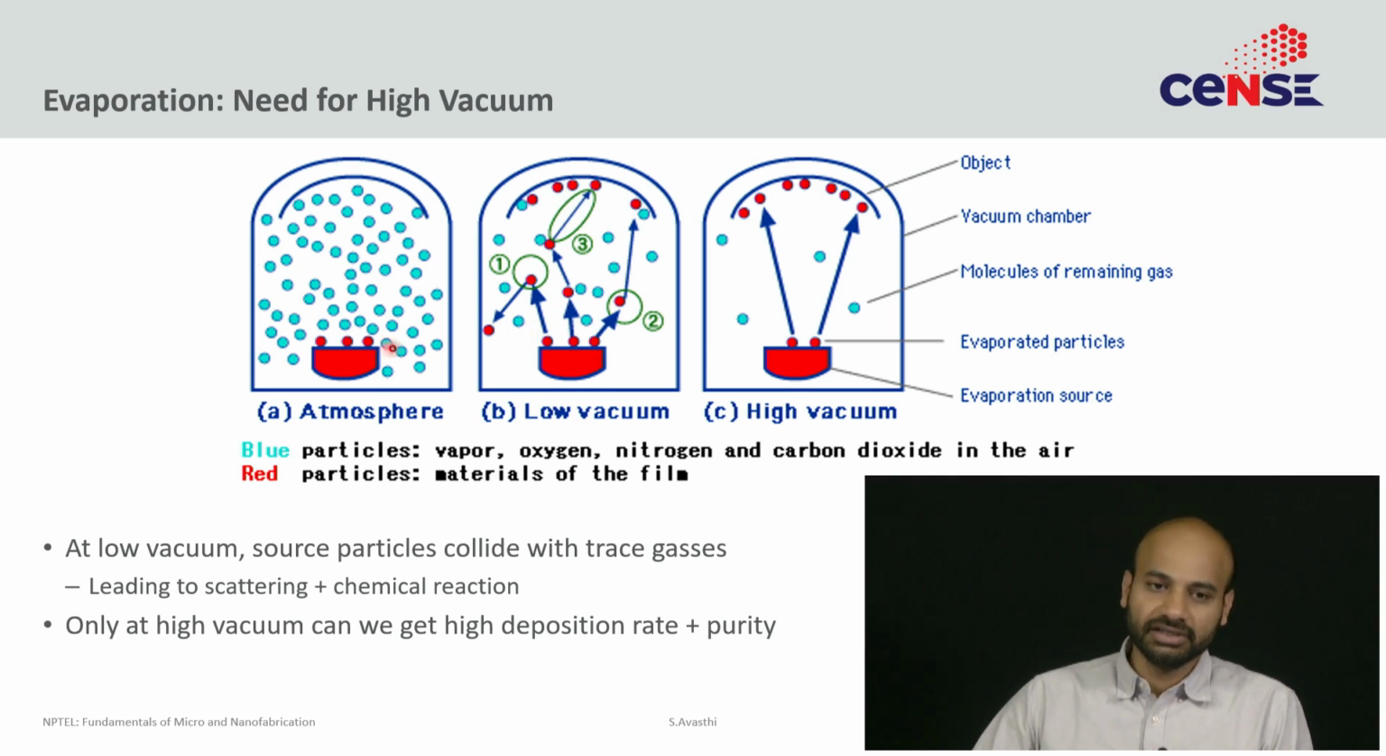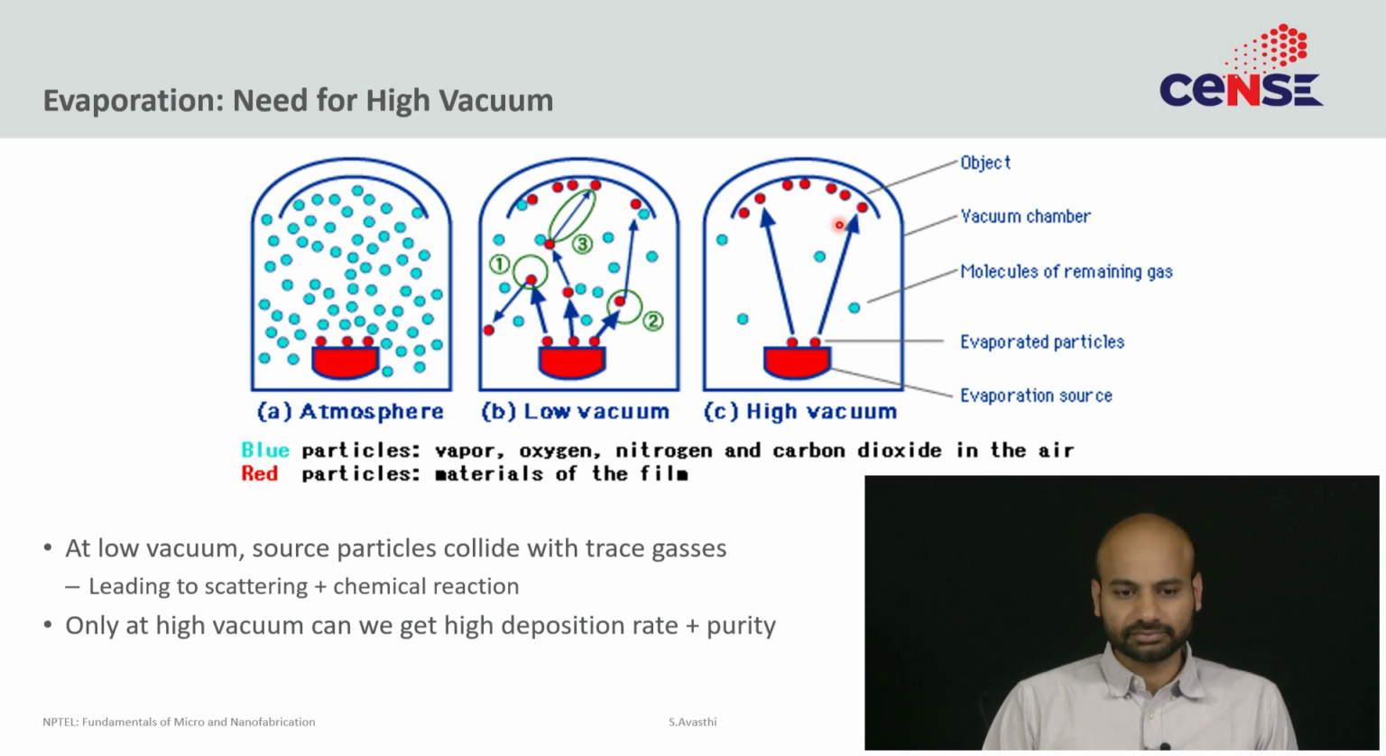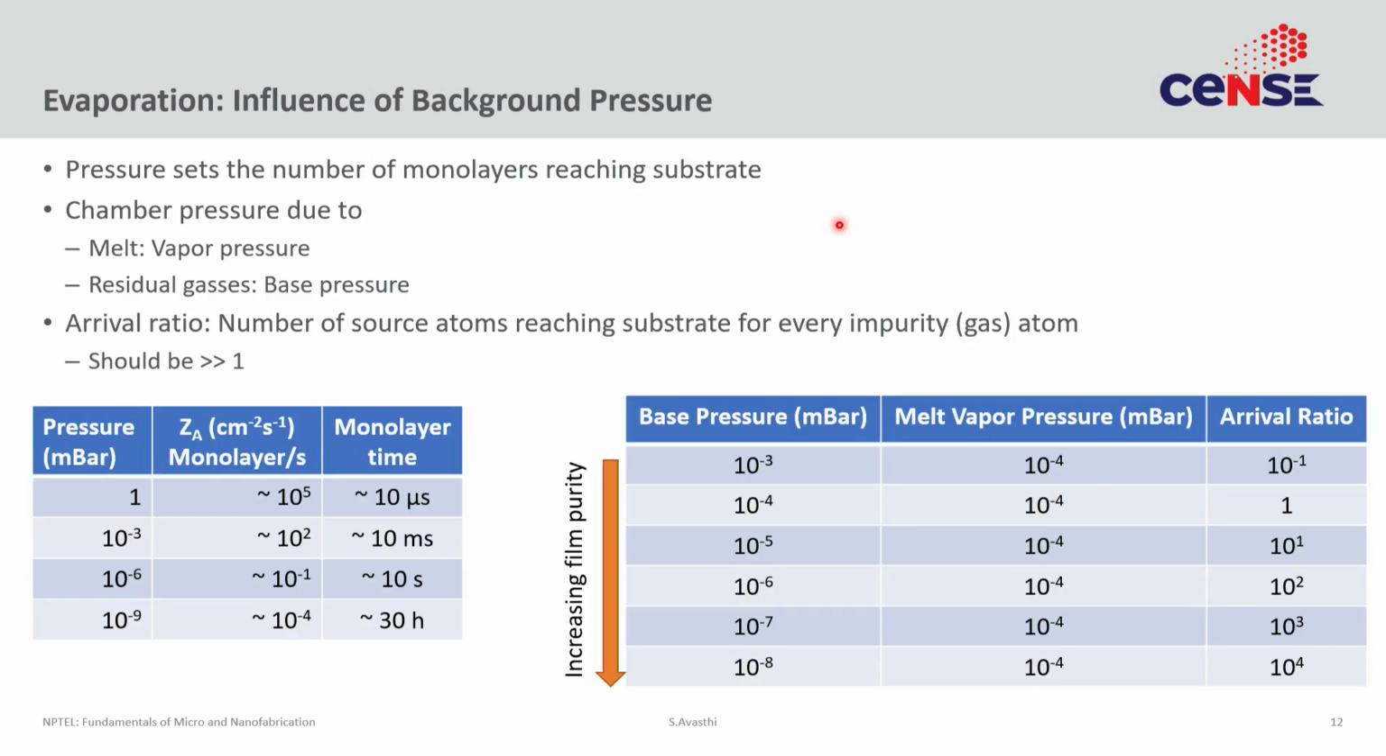If you, however, were to reduce the pressure and get a high vacuum, then you would get very long mean free paths, and long mean free paths essentially mean that these red atoms will not interact with any of the blue atoms, and you would actually get line of sight deposition, which will give you higher material efficiency. So that is another very important reason why you want high vacuum when you are trying to do physical vapor deposition. Contamination due to reaction, but also material efficiency.